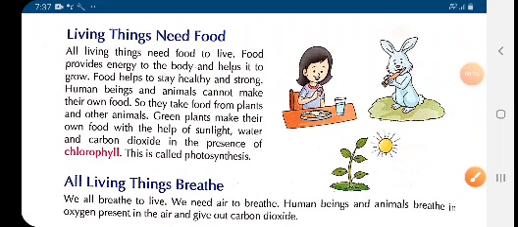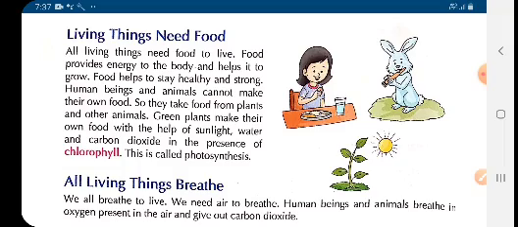Let us revise the characteristics of living things. Living things need food. Children, as we have studied in our previous session, all living things need food to live. Food provides energy to the body and helps it grow and keep itself fit. Children, food helps to stay healthy and strong.